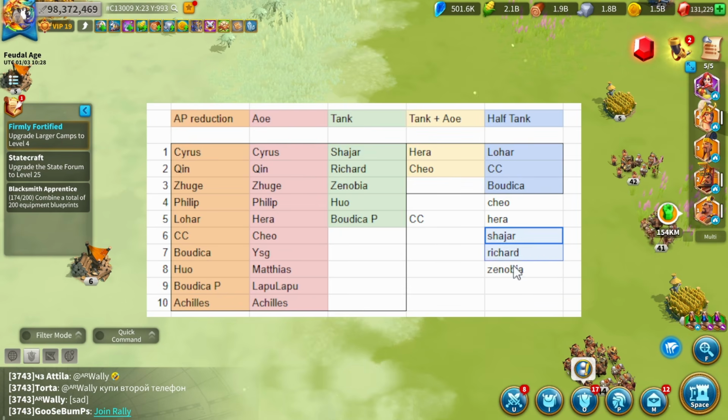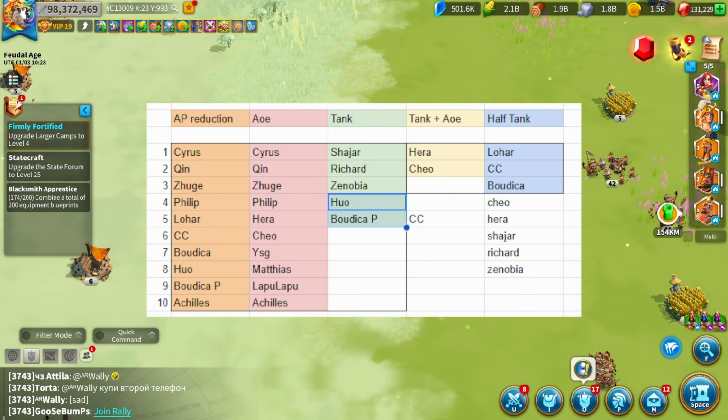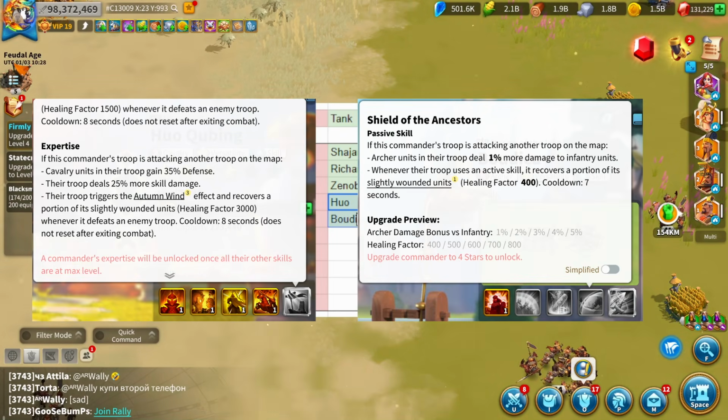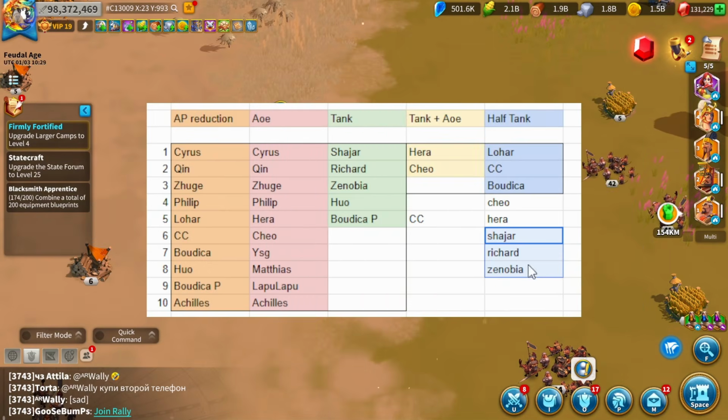Anybody can get these commanders to like 5-1-1-1-1 because Hu and Boudica Prime are special. Their healing skill is not on the first one. So these are much harder to use for chaining. So let's use these 3 instead. We can just put anybody down here. Let's just do QSH. Let's do Zuge, and let's do like Philip.